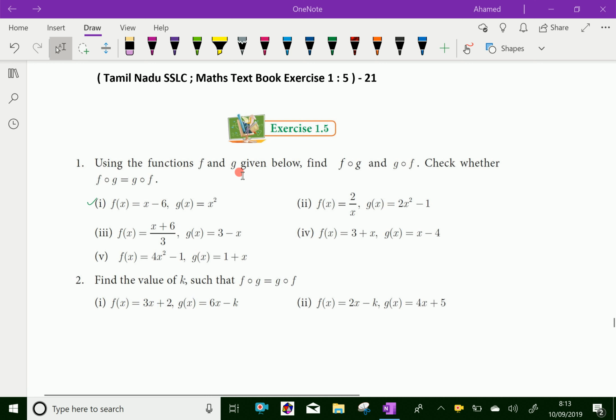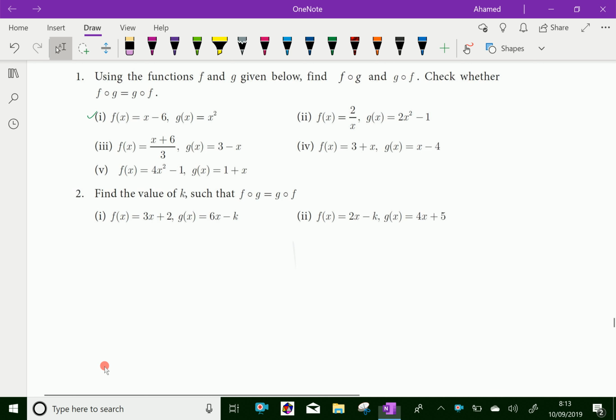Using the functions f and g given below, find fog and gof. Check whether fog equals gof. Now the first question: f of x equal to x minus 6, g of x equal to x square. Let us do question number 1.